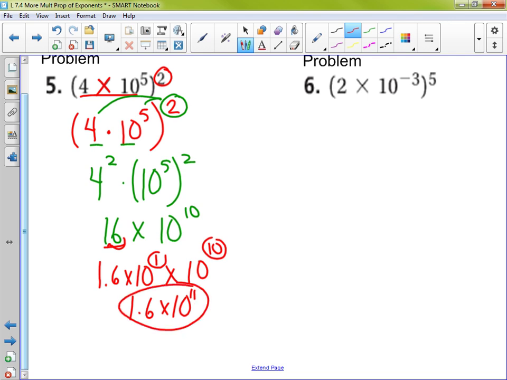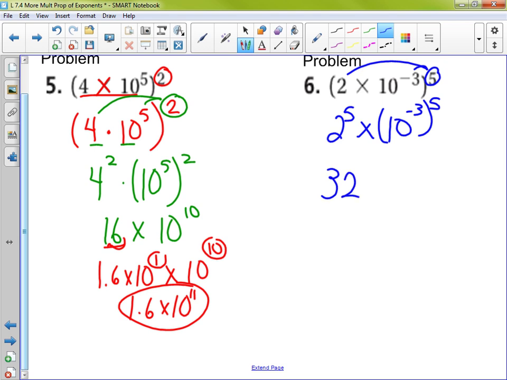Now you may want to try this next one before I do it, so if you are, you can hit pause now. Otherwise I'm going to continue. (2 times 10^-3) raised to the 5th power. I'm just going to give the 5 as an exponent to each piece inside, so it's 2^5 times (10^-3)^5. 2 to the 5th power is 2 times 2 is 4, 8, 16, 32. Times (10^-3)^5 is 10^-15.